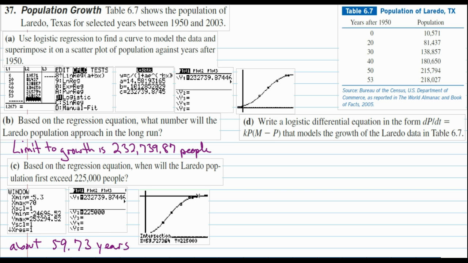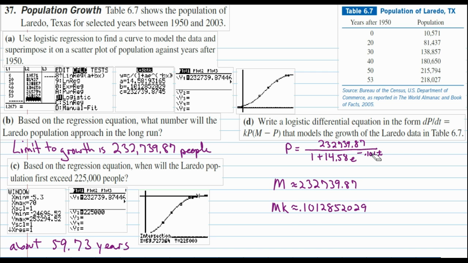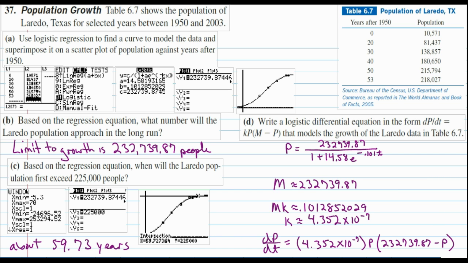Part D, write a logistic differential equation in the form dP/dt equals that form that models the growth of the Laredo data in table 6.7. Well, the population model from the calculator is this, which means that M is the numerator, and then it also means that M times k is the coefficient of t, 0.101. So if I plug in my M value and divide both sides, I would get that k is 4.352 times 10 to the negative 7th, and now I'd be able to create my differential equation for logistics.